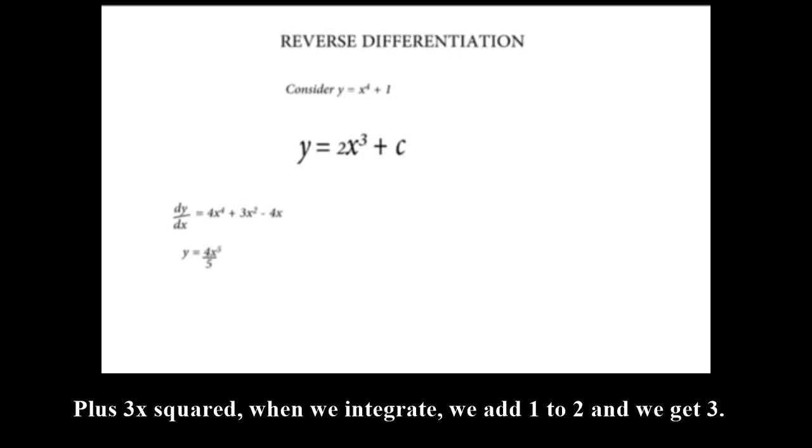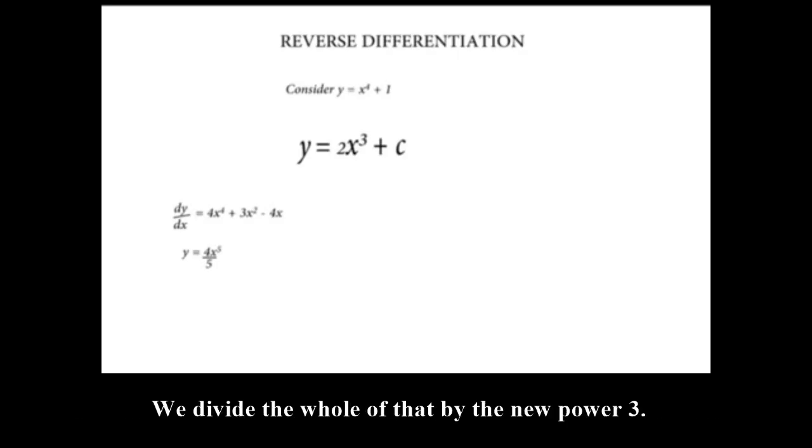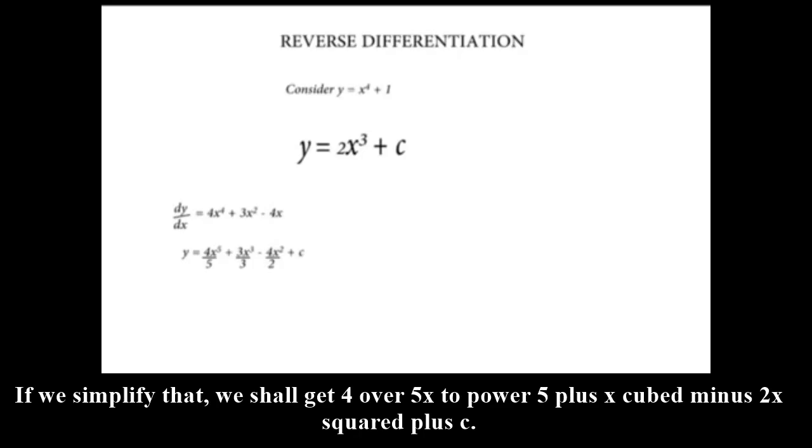Plus 3x squared. When we integrate, we add 1 to 2 and we get 3. We divide the whole of that by the new power 3. So we have 3x cubed over 3. Then 4x. x is raised to power 1, so we add 1 and we get 4x squared, and then we divide it by the new power 2. So we have 4x squared over 2, and then we add c. If we simplify that, we shall get 4 over 5 x to power 5 plus x cubed minus 2x squared plus c.